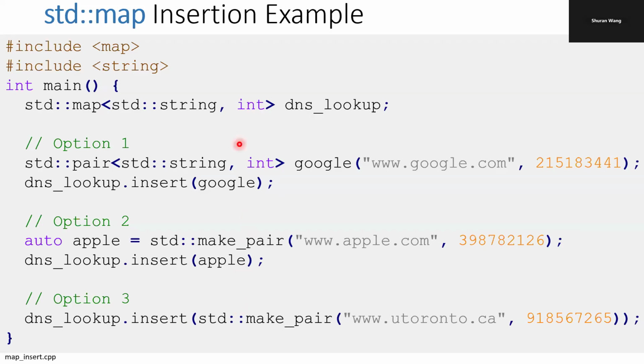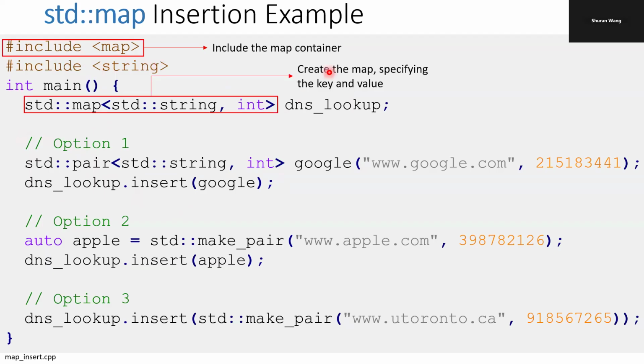An example for inserting into the map, say we define a map where the key is a string, the value is integer, DNS lookup. And then inserting into it, you have to include the map container to use map. And creating the map that's templated by specifying the key and value. You can either create a pair first using the pairs constructor by specifying the templated types, key, and value. And then insert Google into DNS lookup.